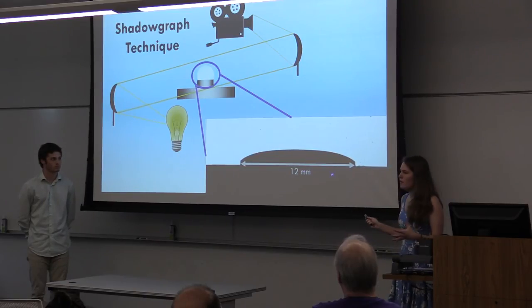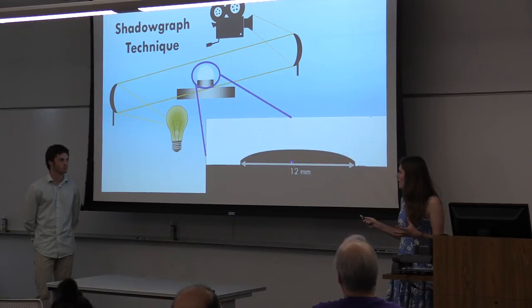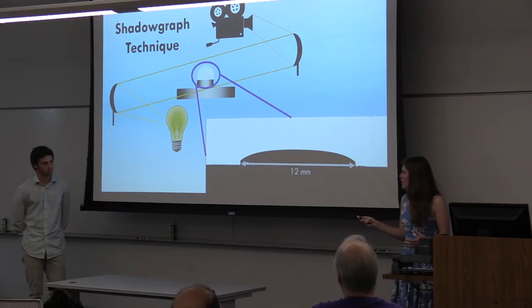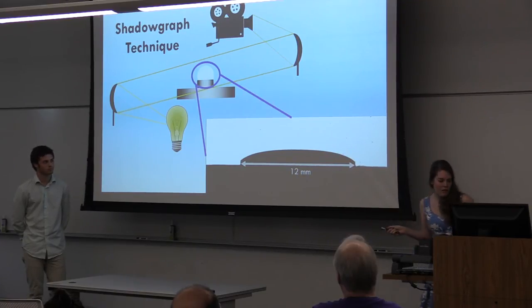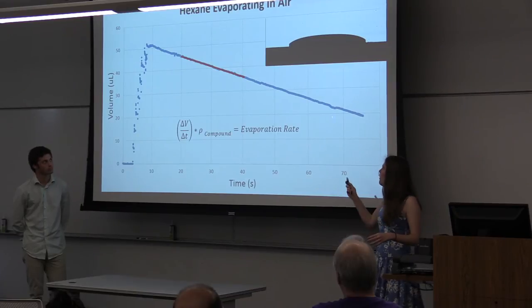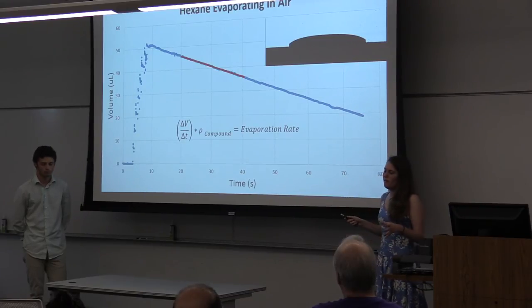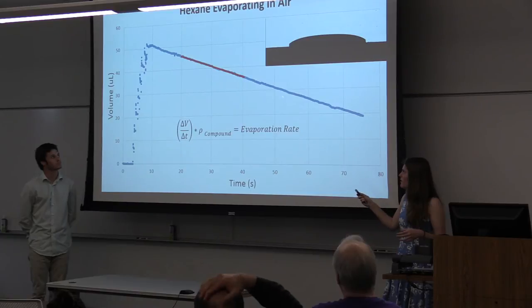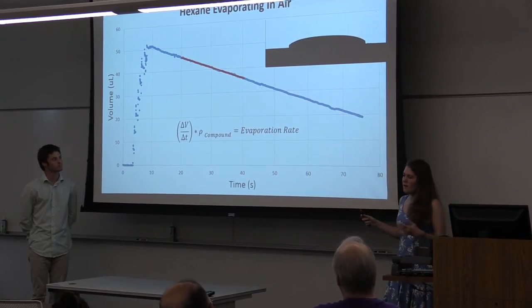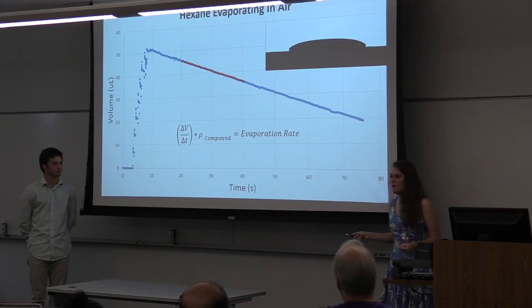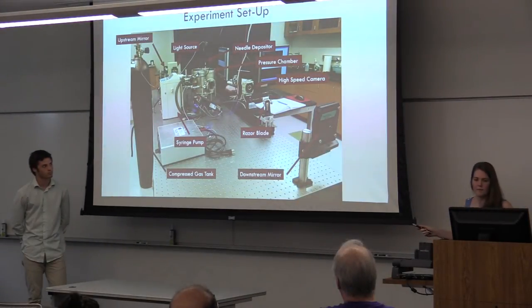This picture at the bottom right is a typical image that you would see while the drop is evaporating. Our substrate pedestal is 12 millimeters wide and about 1 millimeter in height. Once all of the video is captured, we take it through a computer program, and all of these images are processed and the volume is found. This graph is volume versus time, and as the drop evaporates, the volume decreases. To get the evaporation rate, you take the slope and multiply it by the density.